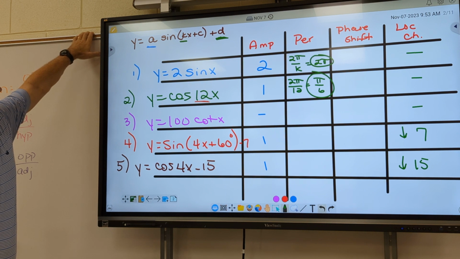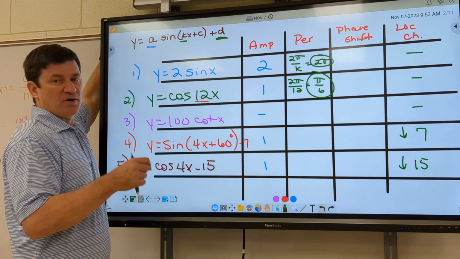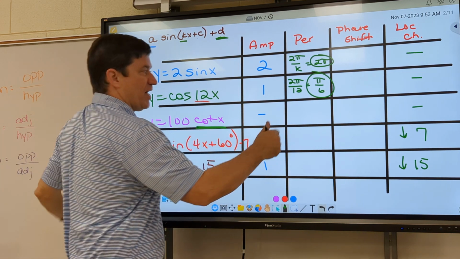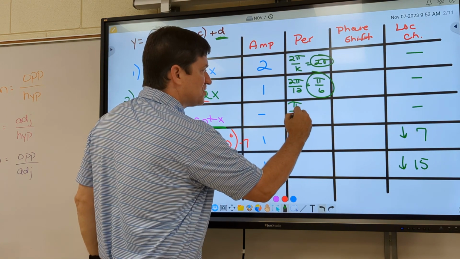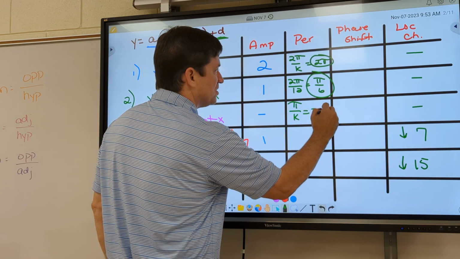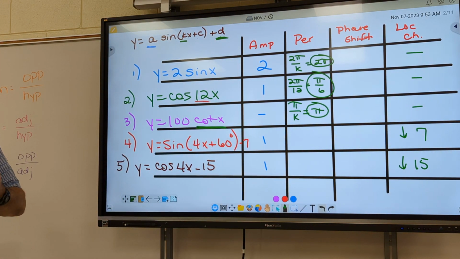What if you don't have a number? If you don't have a number, it's understood 1, so it'd just be 2 pi over 1, which is 2 pi. All right, number 3 is different. Somebody's going to miss this on the test. It's cotangent, so that's one of the new formulas. It's just pi over k. So it'll be pi over 1, which is just pi. Remember, tangent, cotangent have the different formula.